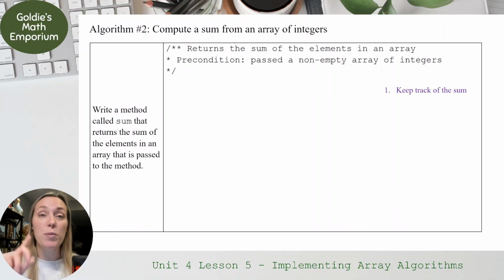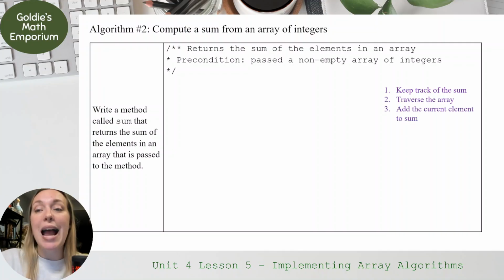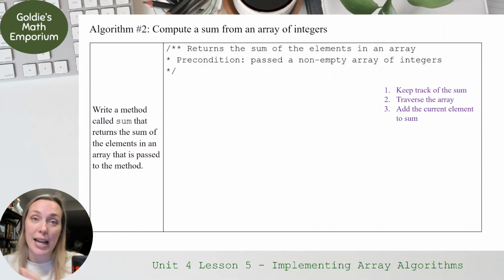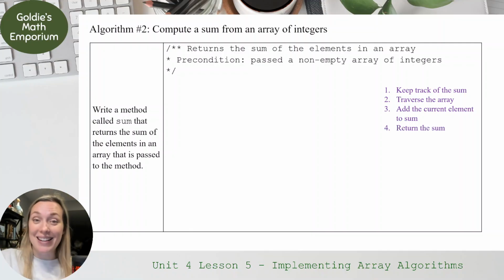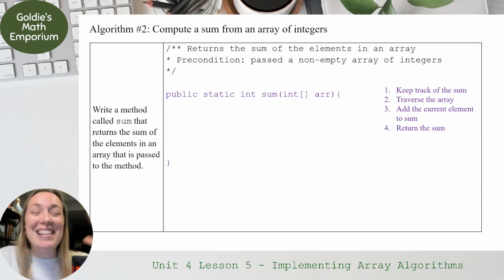Let's go through. First, we need a variable to keep track of the sum. We need to traverse the array, and we want to add the current element to the sum variable. Okay, we don't have to check anything. We don't have to ask a question. We just take the element we're currently at and add it to sum. And those are our steps. Okay, and then return the sum. Those are our steps. So let's write this method.